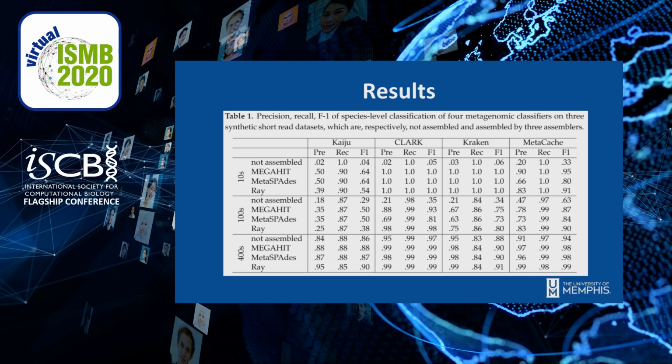Classification performance on synthetic data was measured in terms of precision, recall, and F1. The main data consists of three datasets: 10 species, 10S, 100 species, 100S, and 400 species, 400S. Using assembled reads, 4 out of 7 classifiers increase their precision by at most double while maintaining similar recall. You can see it in the table. These four classifiers are Kaiju, CLARK, Kraken, and MetaCache. The improvement in performance was most critical for smaller datasets.